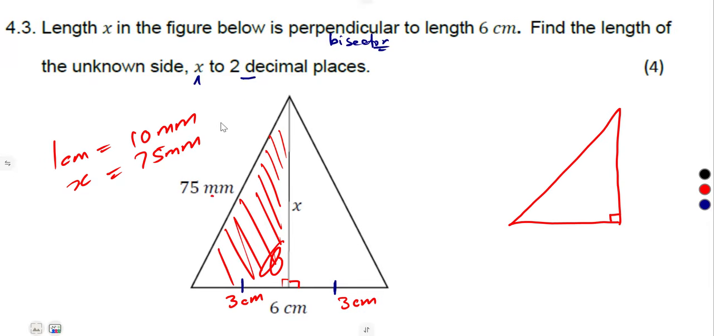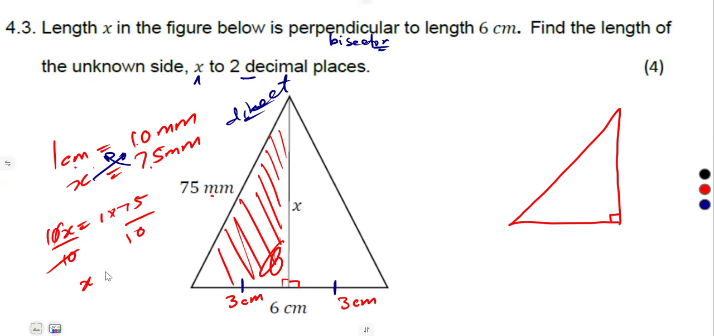So that's a direct proportion that we are talking about, meaning to say we can what? Cross multiply when it is direct. So let's find x. 10 times x is equal to 1 times 75. So we can divide by 10 on both sides. So x will be equal to 7,5. All right. So this is 7,5 centimeters.